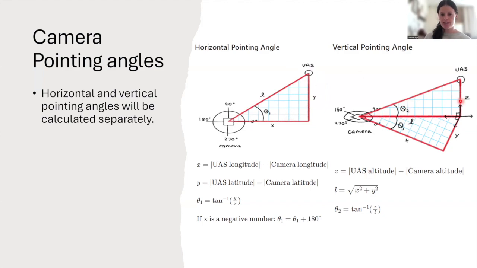The vertical pointing angle is very similar. The X and Y coordinates will be used to find the L coordinate here, which is this long portion of the triangle. And once we've determined L, which is the square root of x squared plus y squared, according to trigonometry, then theta 2 can be determined using the same formula as before with the inverse tangent.